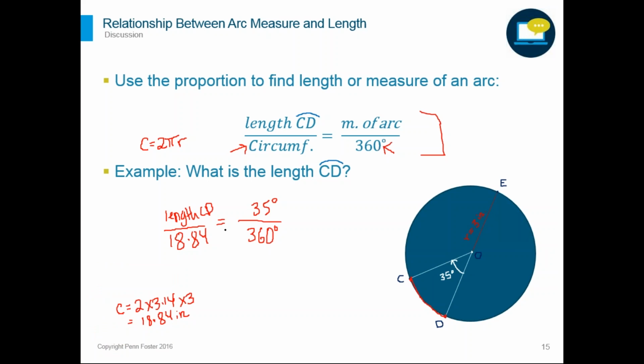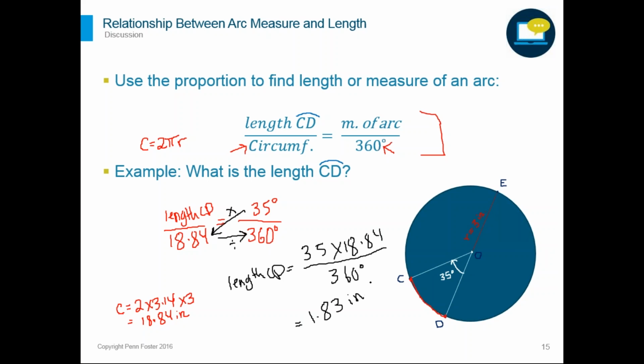The way I do that, cross multiply the known values, divide over the remaining value. So multiply and then divide. That will give you this value. So let's write this down. Length of CD equals 2, multiply 35 times 18.84 divided by the remaining value, 360. So multiply first and then divide. That will give you the length of the arc CD, which is going to be 1.83 inches. That's it.